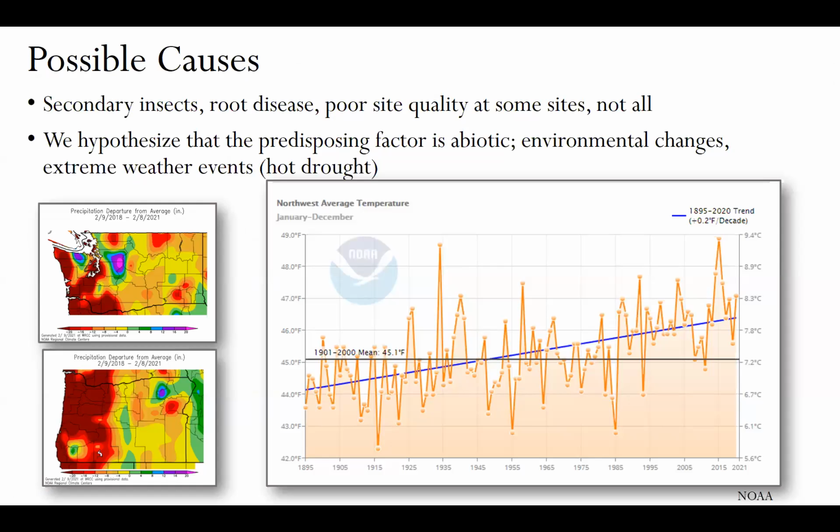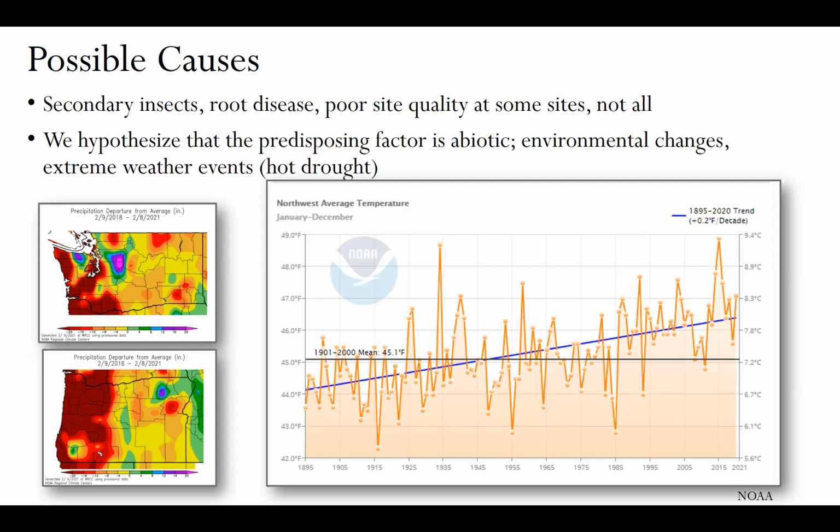Western red cedar is fairly insect and disease resistant. There are secondary beetles which may infest stressed or dying trees, but they are not aggressive species, at least as of yet. Sometimes we find sites where Western red cedar is infected with root disease, and it often has heart rot. But although we've seen this damage at some sites, we're not seeing it at all sites.